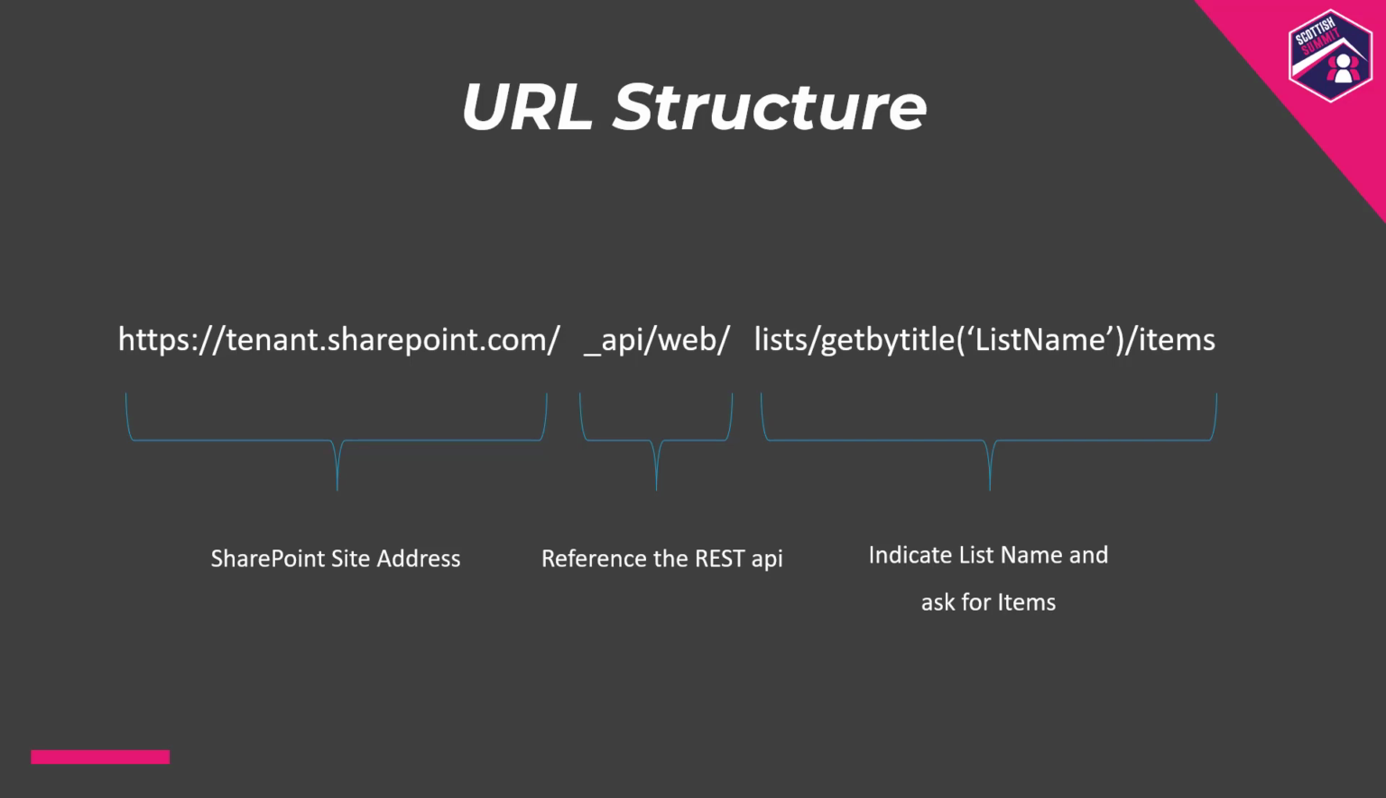The second bit here is the reference to the REST API. This is telling SharePoint, hey, I'm hitting the RESTful endpoint, and this is the _api/web/ section. The part that's much more variable and that you're going to learn to build up is the place where we're indicating our list name and asking for items. So here we're doing lists/getbytitle, and then the list name/items.